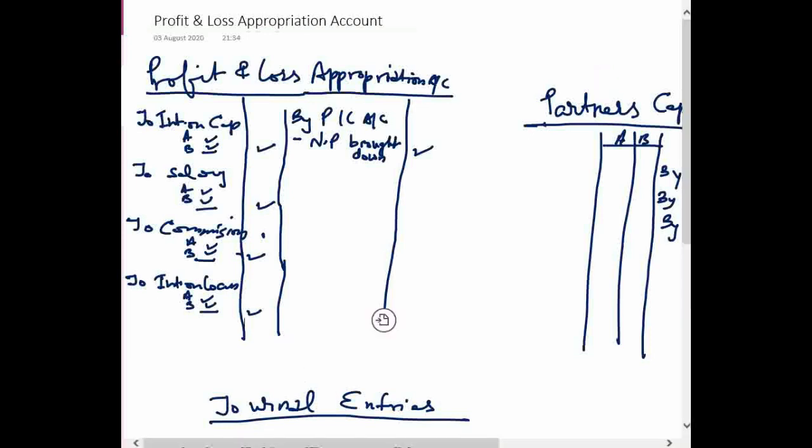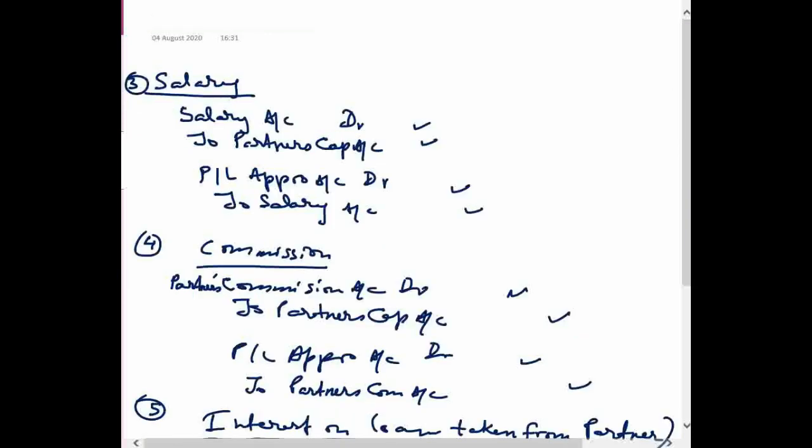Then the sixth entry I'll show you is for drawings. The sixth entry would be for drawings.